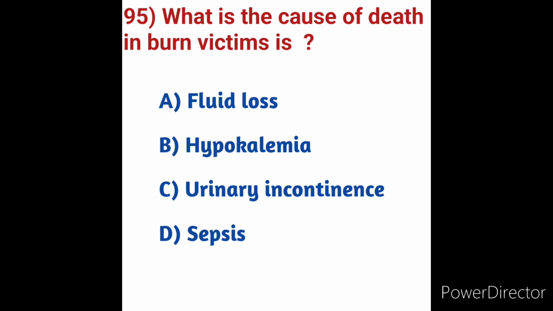Sepsis occurs in response to an infection. When sepsis is not recognized early and managed promptly, it can lead to septic shock, multiple organ failure, and death. The cause of death in a burn victim is sepsis. Sepsis is the most common cause of death of a burn victim. So here option D is the correct answer. Next we will move on to question number 96.